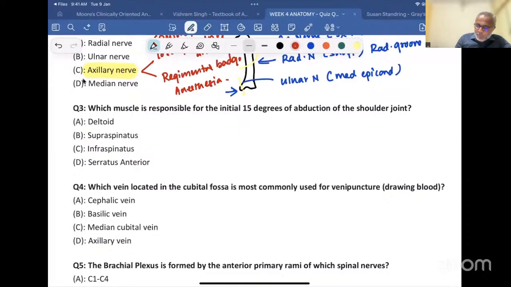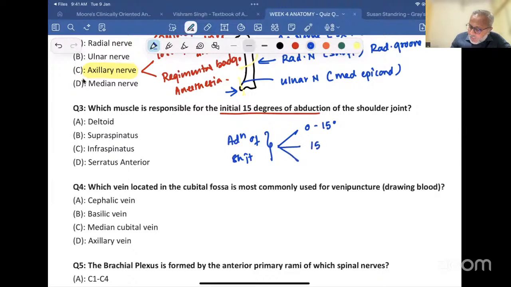Which muscle is responsible for initial 15 degrees of abduction of shoulder joint? Now remember, when we talk about abduction of the shoulder joint, we have 0 to 15, 15 to 90, and more than 90, which is also called overhead abduction. So what are the muscles which are responsible for this?